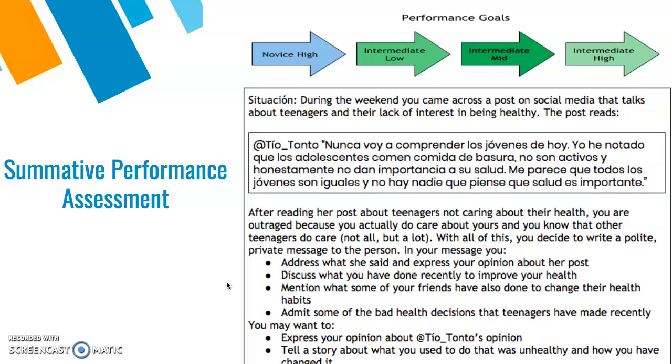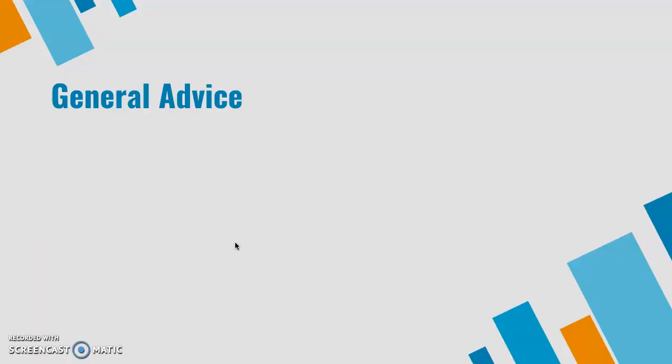That all led us up to being able to do the summative performance assessment, which was reading a post from somebody online and responding to it, writing a polite message to the person. So it's using the present perfect. It's going to incorporate the food topic, the school and stress topic, and the technology topic.